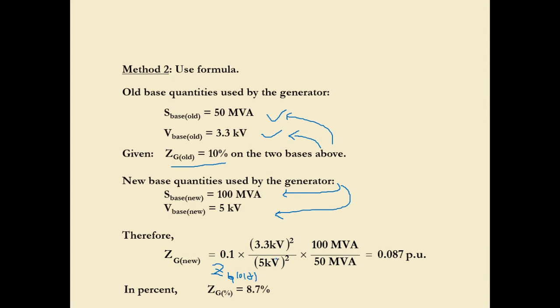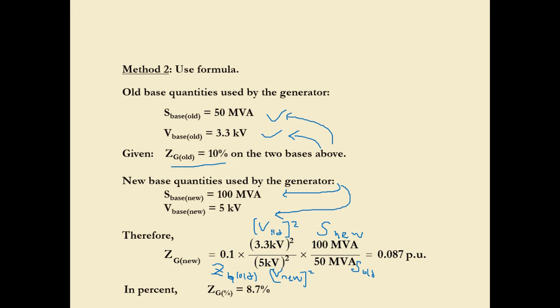Alright, so remember, this is V old. This is V new, the base, all in base. So this one is S new. Oops, forgot, you have to square it. This is a square. And then multiply by S new over S base old.